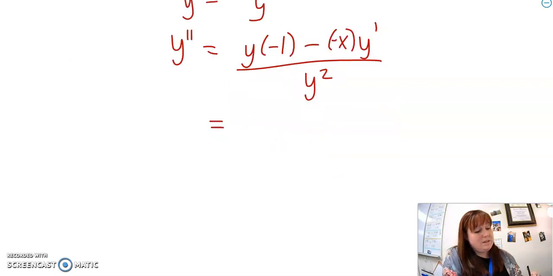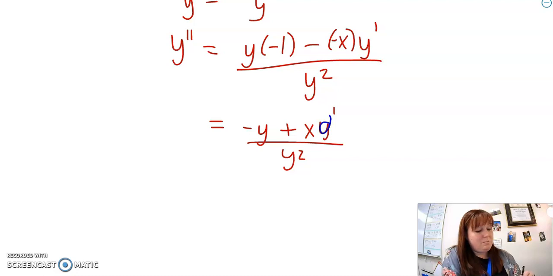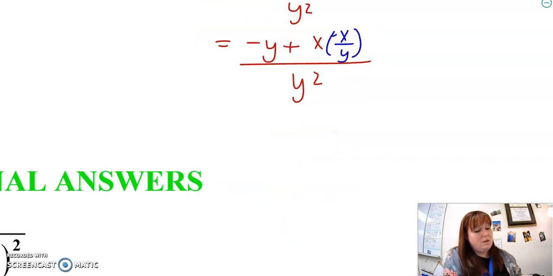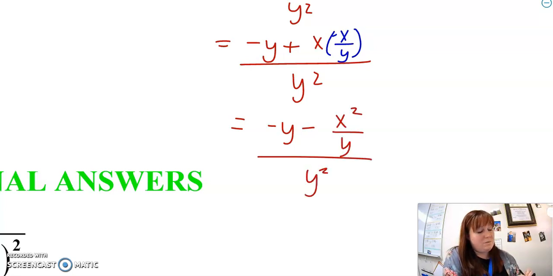Okay, so we get this as negative y plus x y prime over y squared. We're going to replace y prime with what we know y prime is, so that's negative y plus x times negative x over y, all over y squared. And then we have negative y minus x squared over y, all over y squared.